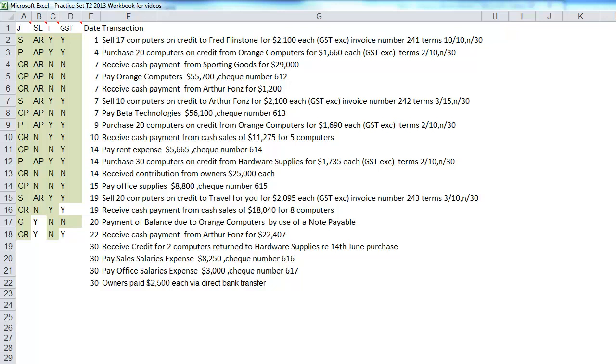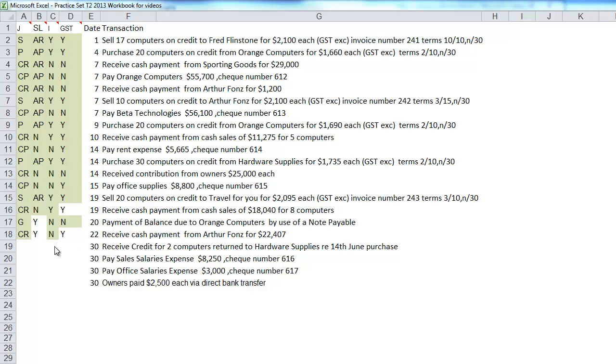We have another transaction here which is a little bit more complex. So you went through a number of easy transactions. Now you just got a couple that are a little bit more complex. Now this one is returning, that's us, we're returning 2 computers to hardware suppliers that we purchased on the 14th of June. So there might have been something wrong with them. I'm presuming that's why we returned them.